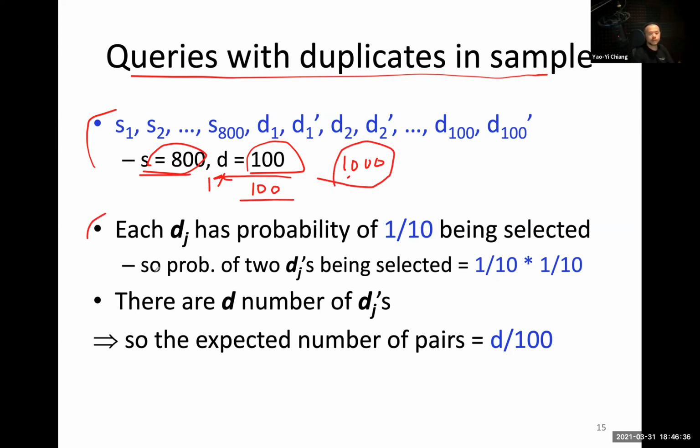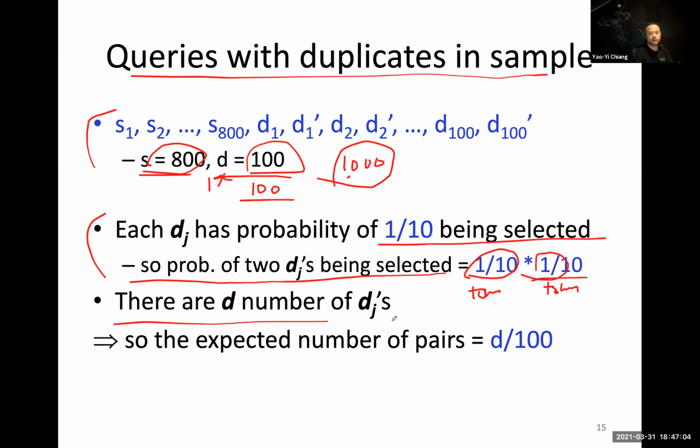Say each word has the probability of 1/10 to be selected into the sample. So the probability of 2 words being selected into the sample is 1/10 times 1/10. Right, so this means you have 1/10 chance to select the first Tom and 1/10 chance to select the second Tom. Okay, and there are D numbers of D queries. So the expected number of pairs of this type of D queries in the sample is D times this probability, so it's D over 100.